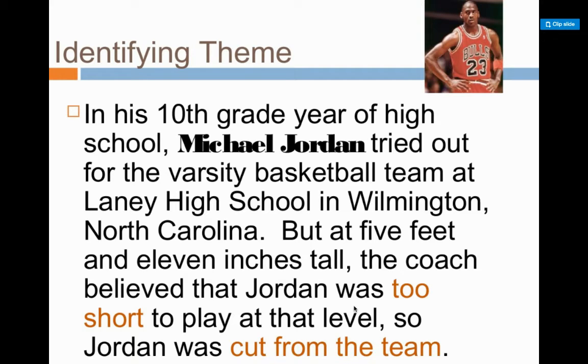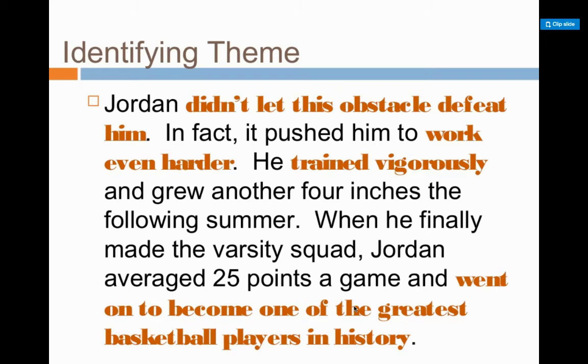Let's look back here. In his 10th grade year of high school, Michael Jordan tried out for the varsity basketball team at Laney High School in Wilmington, North Carolina. But at 5 feet and 11 inches tall, the coach believed that Jordan was too short to play at that level, so Jordan was cut from the team. So that's one thing that happened, right? Jordan didn't let this obstacle defeat him, so he didn't let that stand in the way. In fact, it pushed him to work even harder. He trained vigorously and grew another 4 inches the following summer. When he finally made the varsity squad, Jordan averaged 25 points a game and went on to become one of the greatest basketball players in history. That's very specific to this story about Jordan, right?